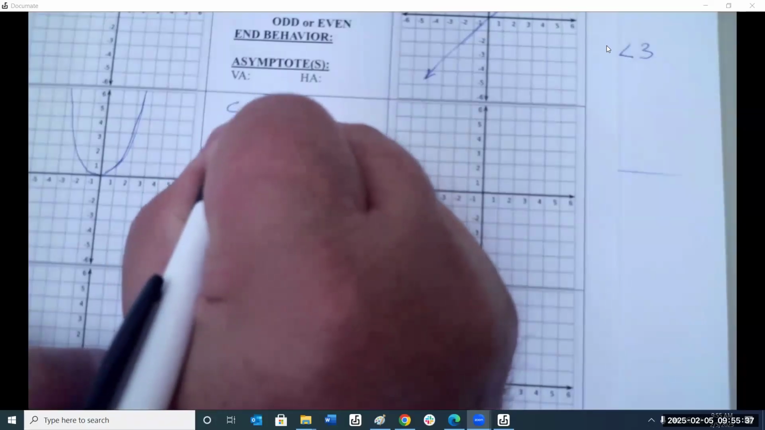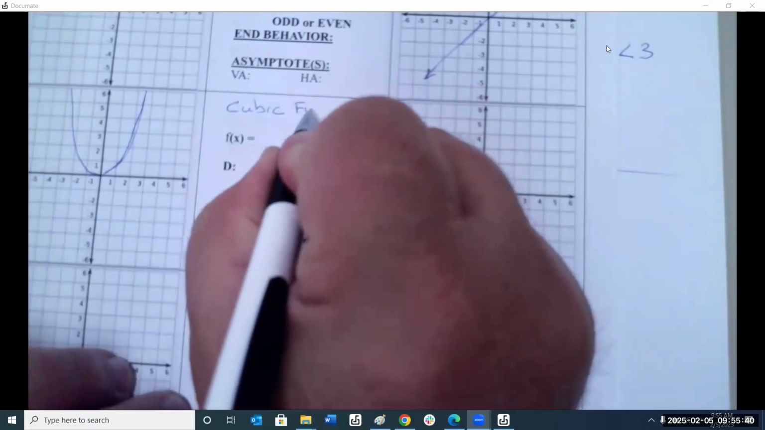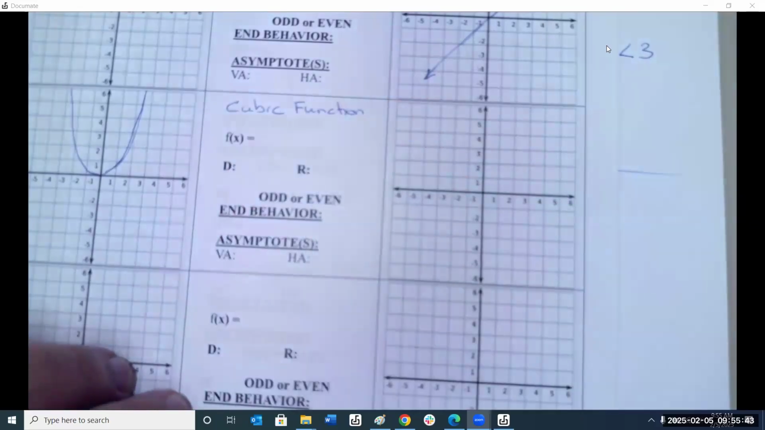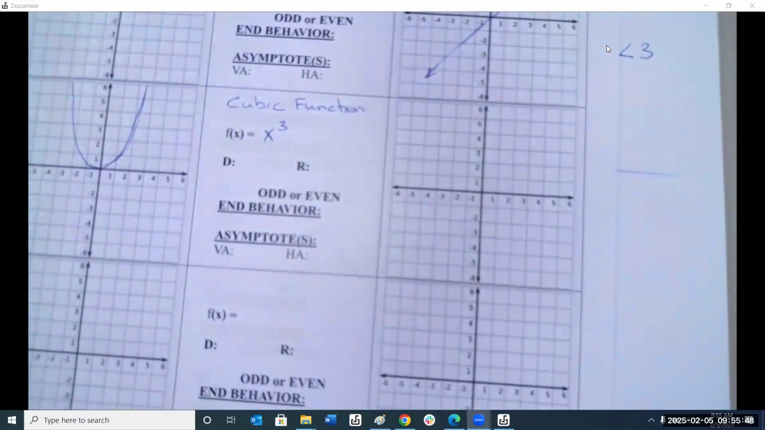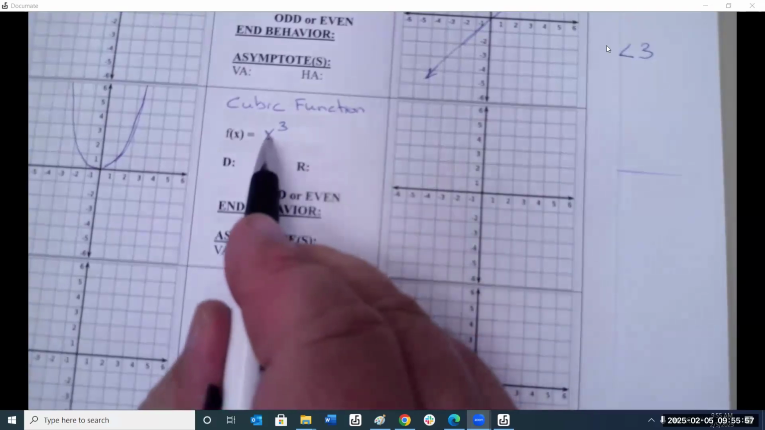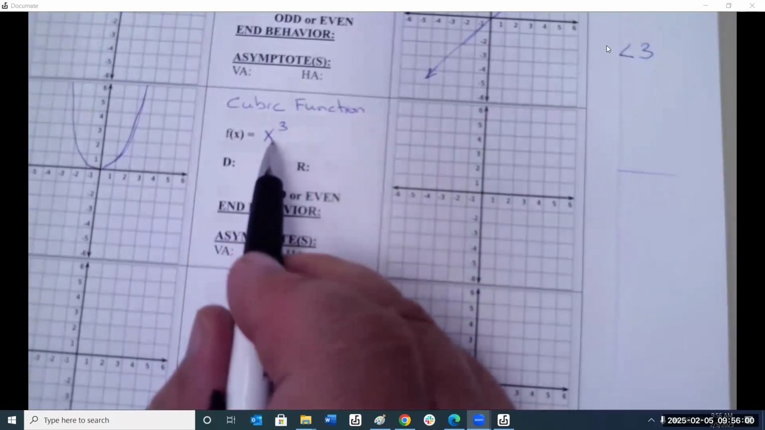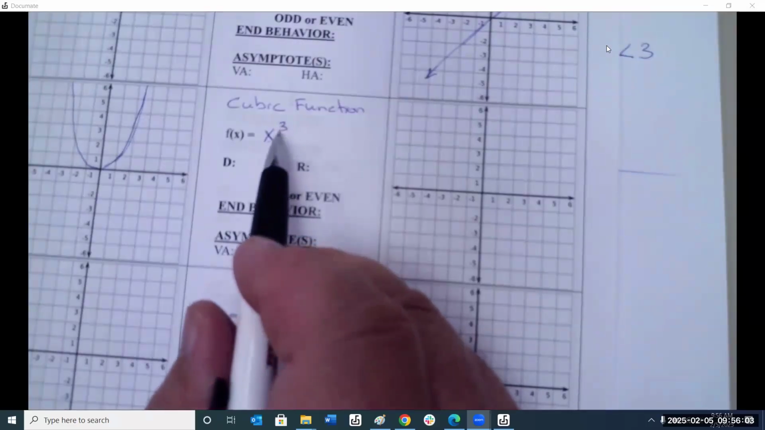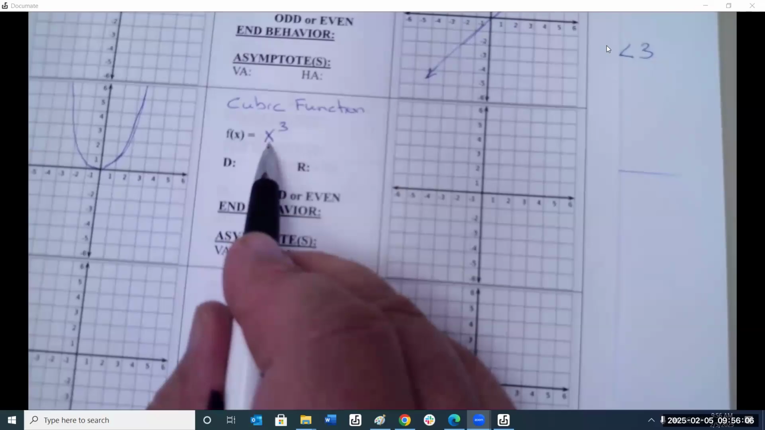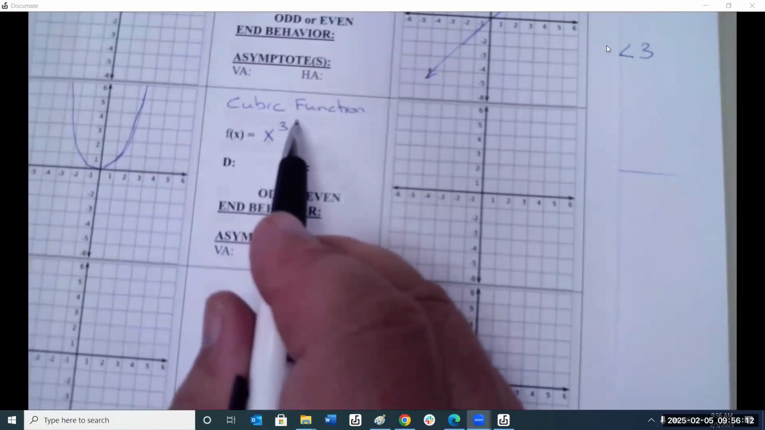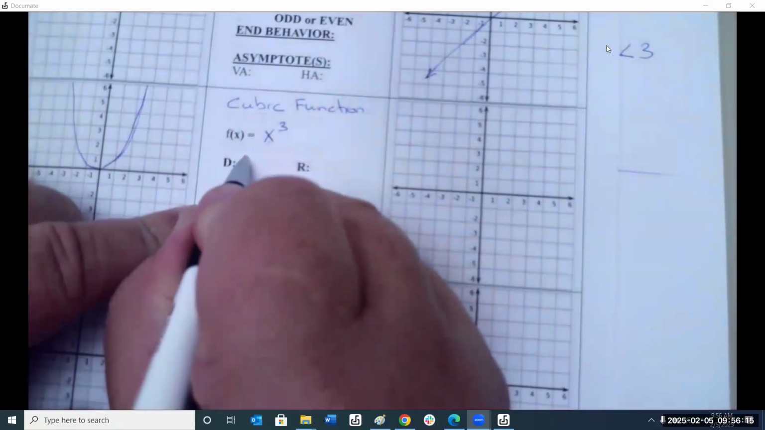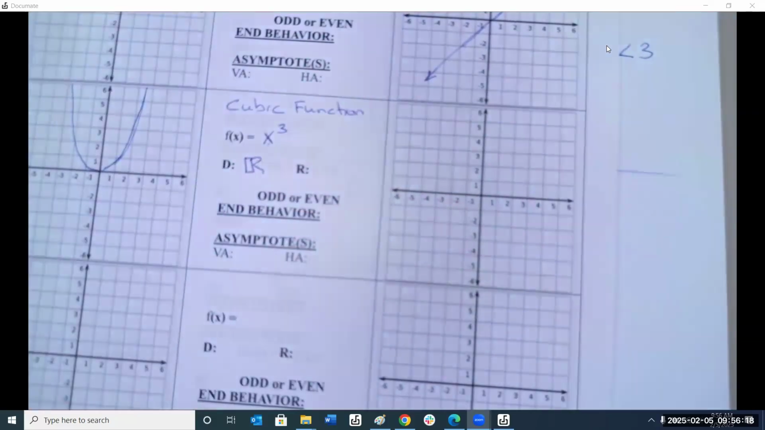Next one is a cubic function. Cubic means the exponent is a 3. Can the x be positive? If I put a 2 in there, can I cube it? 2 times 2 times 2 is 8. Can I put 0 in there? 0 cubed is 0. Can I put a negative number in there? Negative 2 times negative 2, yes. So my domain is all real numbers.